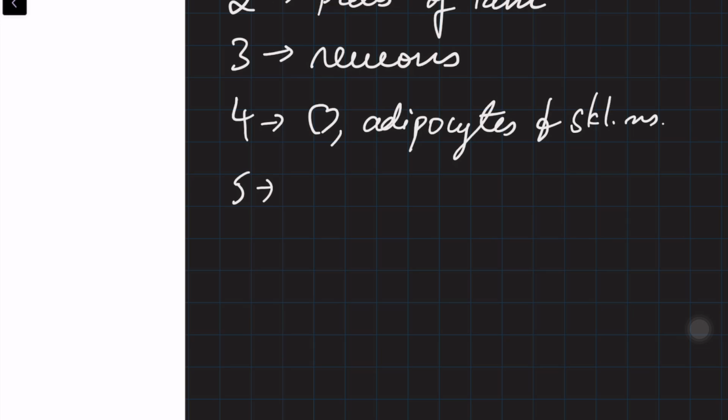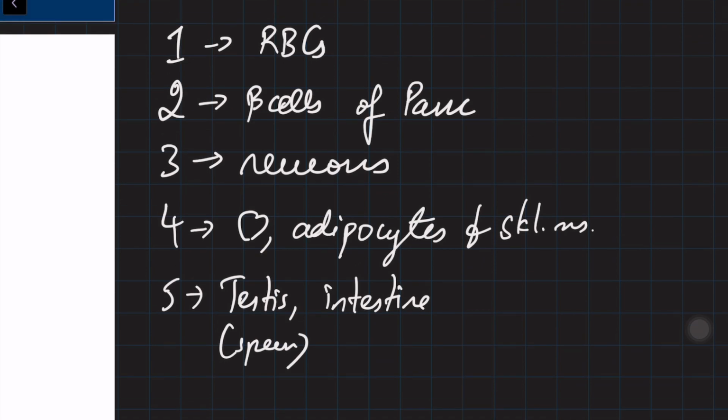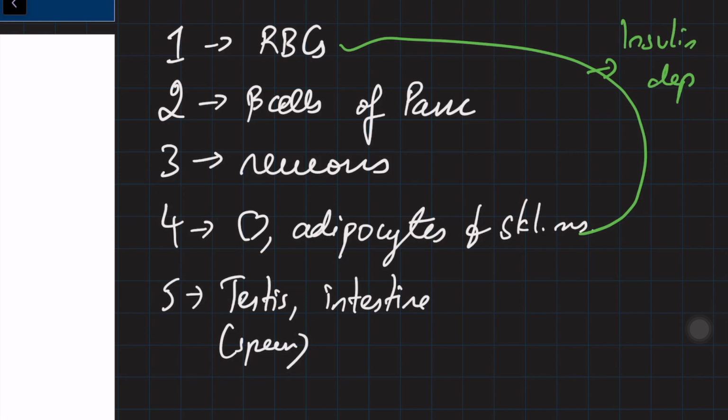Type 5 is seen in the intestine, and also in sperm. So there are some important points. Type 1 and type 4 are insulin dependent. Okay, GLUT 5 is the fructose transporter. And beta cells of the pancreas actually sense the glucose level and release insulin. They facilitate the release of insulin.